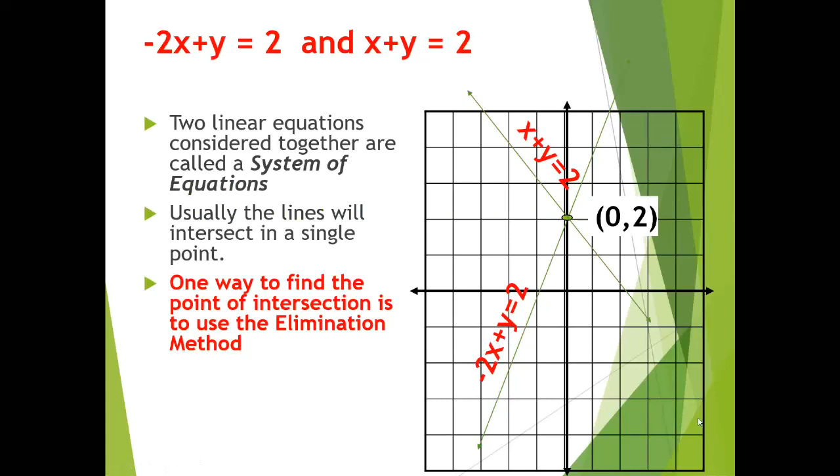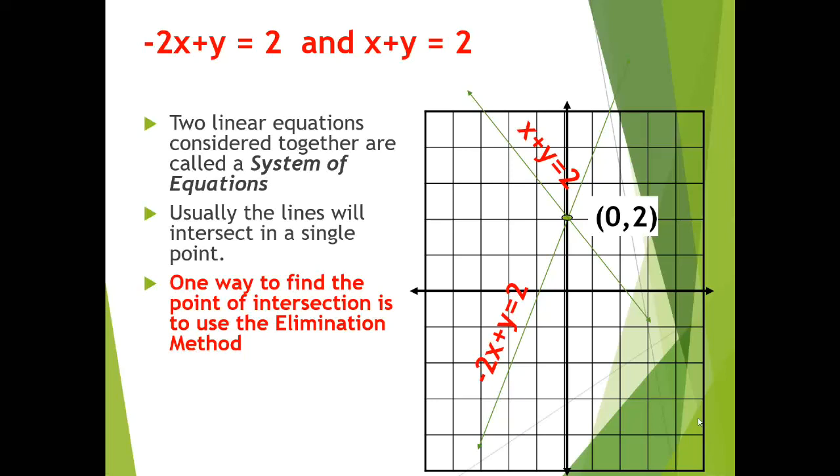I've sketched a little graph of those two equations so you can see visually what we're talking about here. These are both linear equations, equations of lines, and together they're called a system of equations. Usually, but not always, these two lines are going to intersect in a single point, and that point will be what we call the solution to the system.